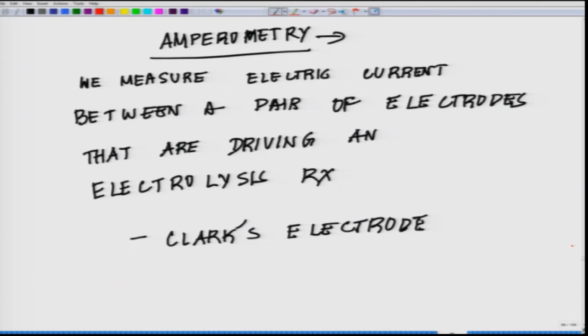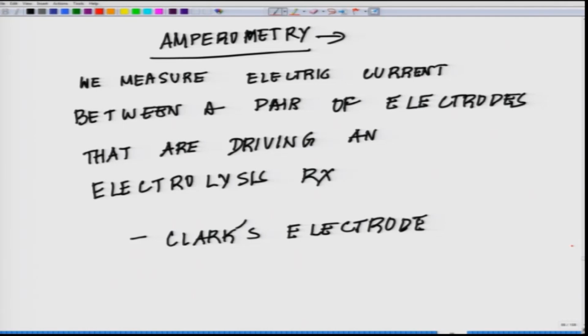The Clark's electrode is widely used in medicine and biology to measure dissolved oxygen by amperometry. It was fabricated by Leland Clark, who invented the electrode, also invented the glucose monitor, what we are going to talk about next, and the heart-lung machine. Now here also we will exclusively talk about the cathode and the anode reaction.